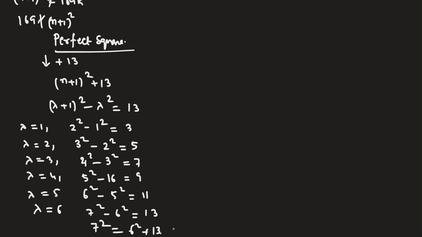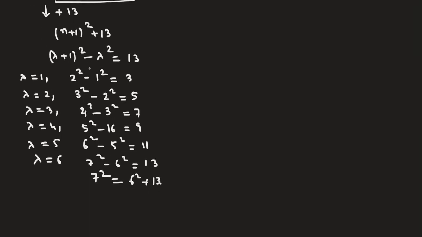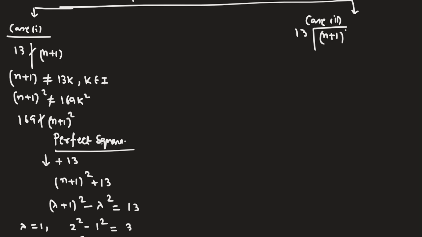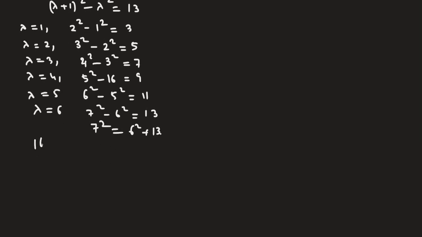So now what we notice is that after adding, if it is a perfect square, your perfect square is only 7 square. If it happens that we are getting a perfect square, this number is very small, so 169 will not divide this number. So 169 will not divide 7 square.